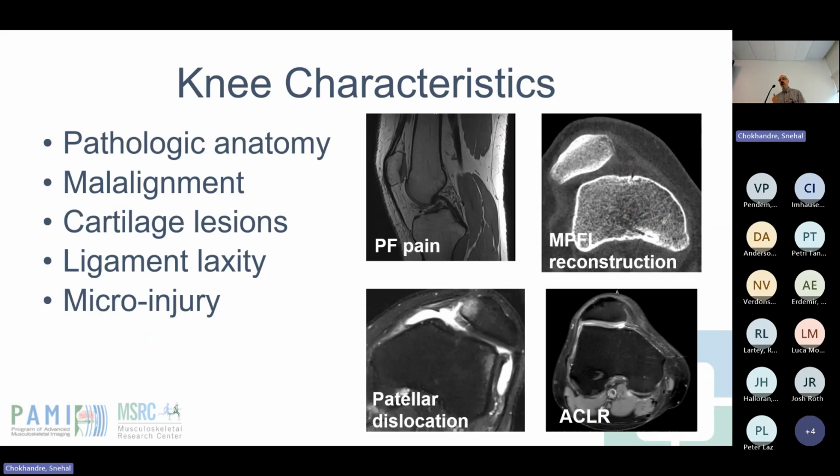Plus, we've got to figure out that when our patients come in, they don't necessarily have normal knees. They usually have pathologic anatomy. The patellas are often, their knees can be malaligned. They might have existing cartilage deformity. A lot of times they have ligament laxity. We see that a lot in the patellofemoral world. And they could have micro injuries as well. Like I said, little fatigue injuries that happen. So this is just some examples.